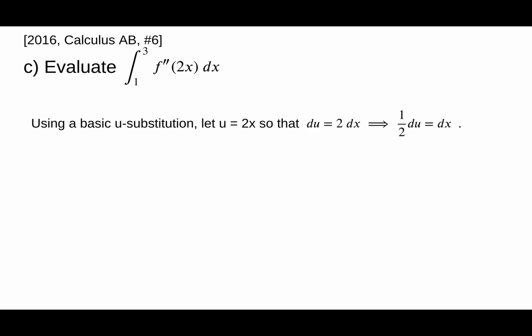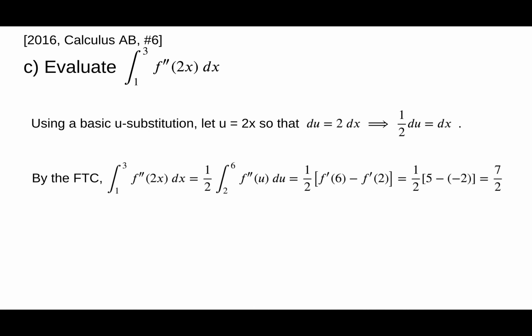If we let u equal 2x, then we find that du is equal to 2 dx, and therefore the dx part is just 1/2 of du. If I set up the definite integral using the u substitution, the integral from 1 to 3 of f double prime of 2x dx would be 1/2 the integral from 2 to 6 of f double prime of u du. But I have an antiderivative for f double prime, that's just f prime, and so applying the fundamental theorem of calculus, 1/2 times f prime of 6 minus f prime of 2. Those values I get from the table, and the definite integral has a value of 7/2.